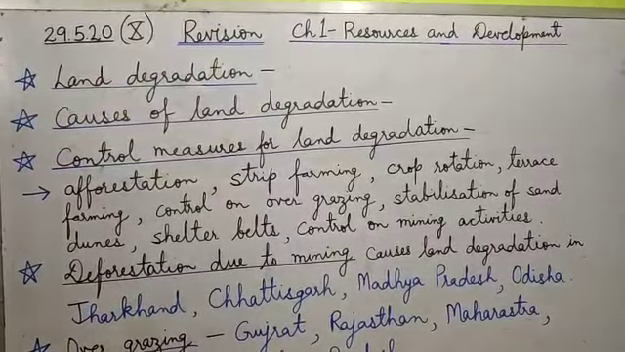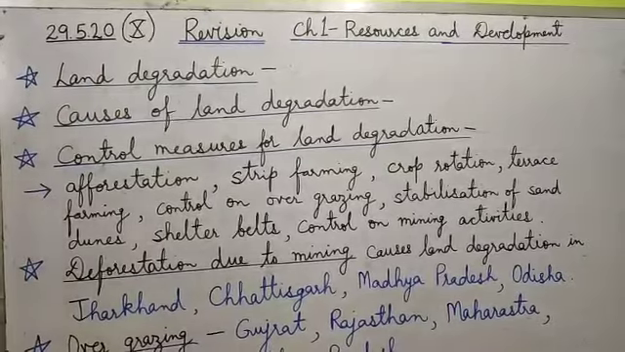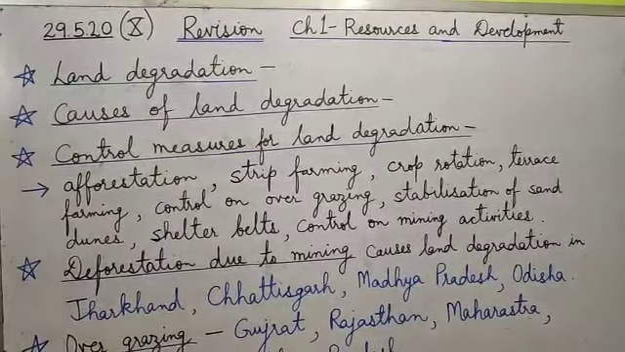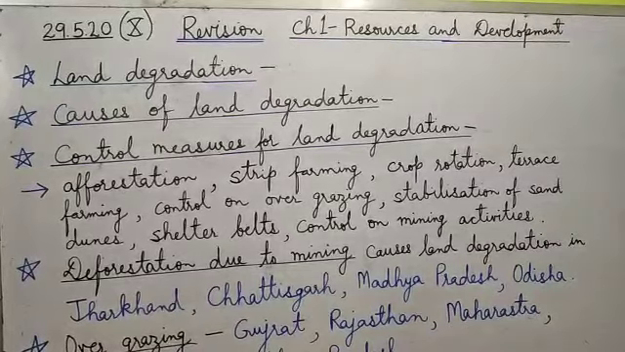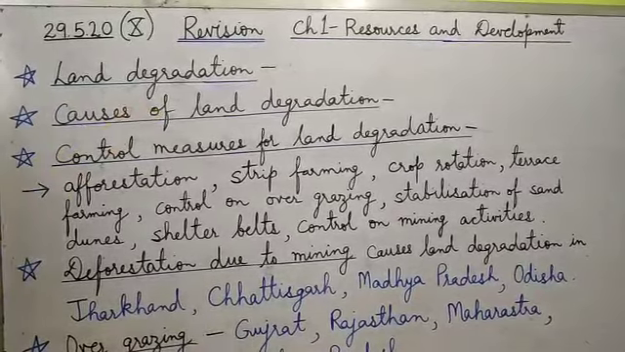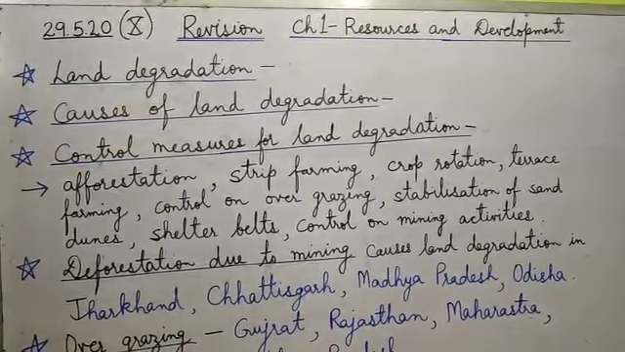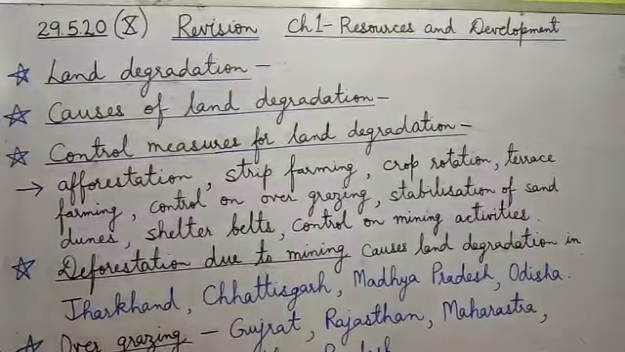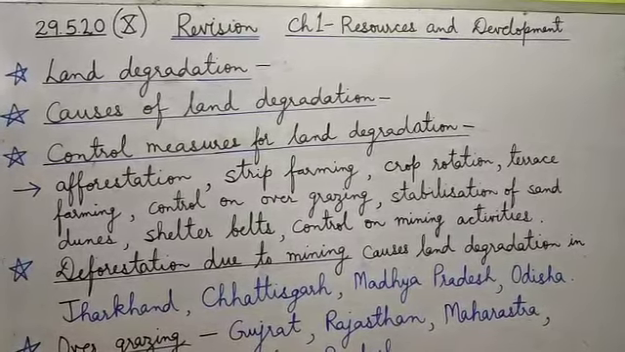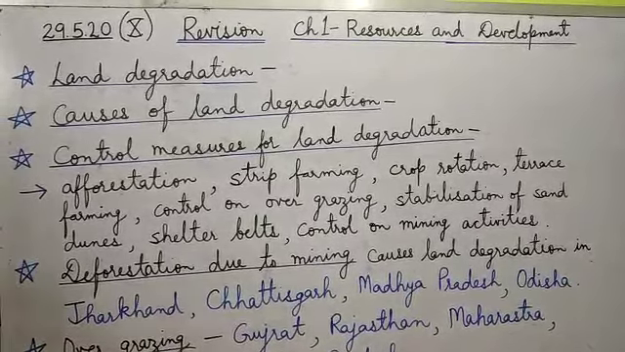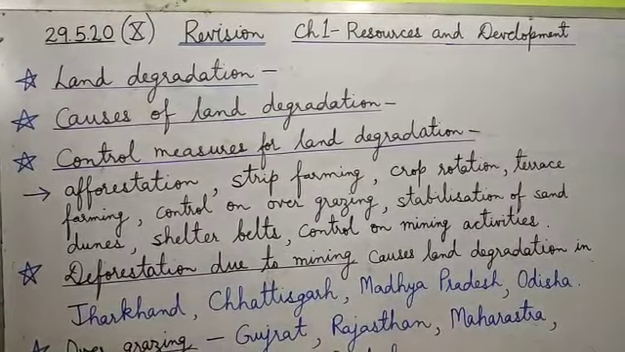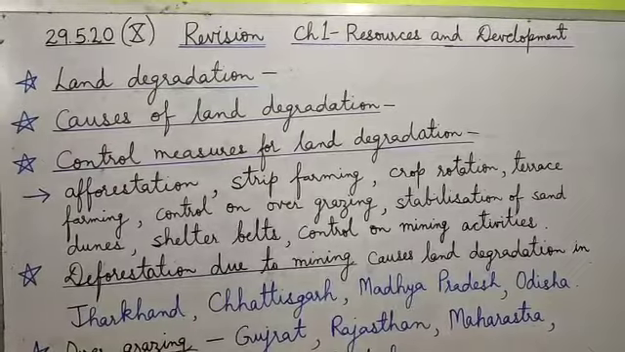How can we control it? Which are the ways through which we can conserve our land resources? Control measures for land degradation include afforestation, that is planting more and more trees. Strip farming means different crops are sown in alternate rows to prevent soil erosion. Then next is crop rotation. Rotate the crop, not the same crop again and again.